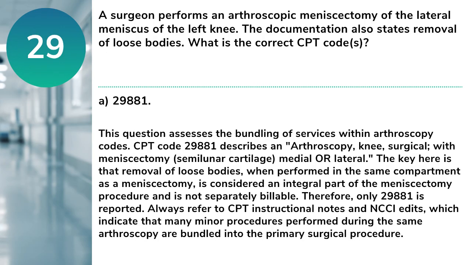Answer: A. 29881. This question assesses the bundling of services within arthroscopy codes. CPT code 29881 describes an arthroscopy, knee, surgical, with meniscectomy, semilunar cartilage, medial or lateral. The key here is that removal of loose bodies, when performed in the same compartment as a meniscectomy, is considered an integral part of the meniscectomy procedure and is not separately billable. Therefore, only 29881 is reported.